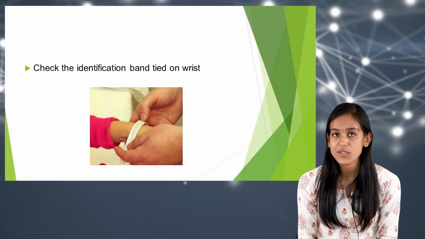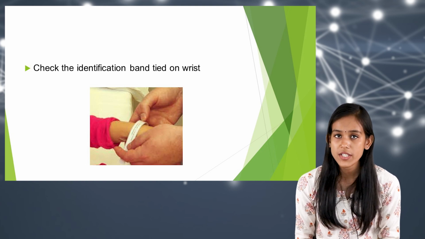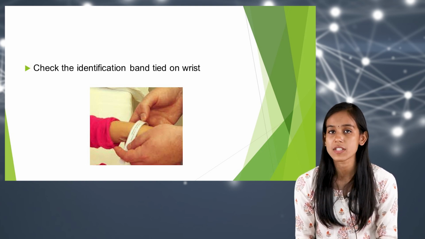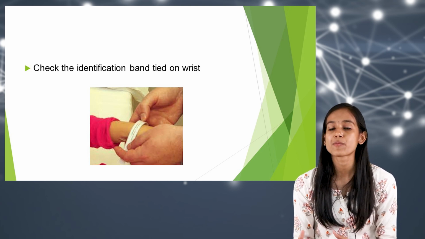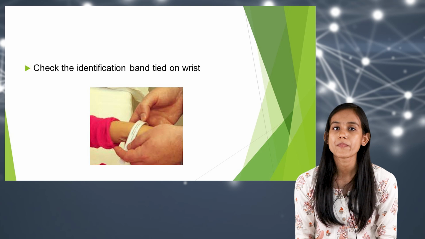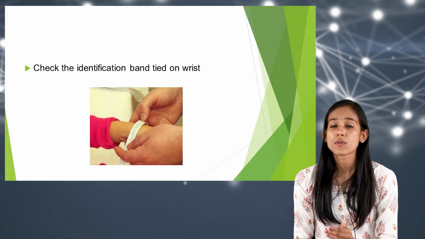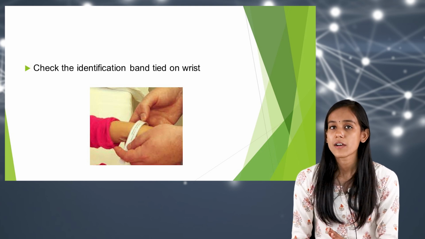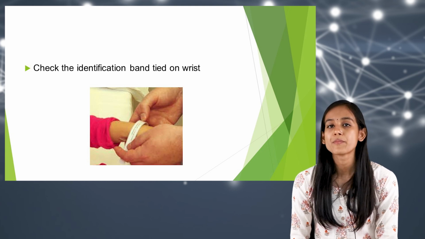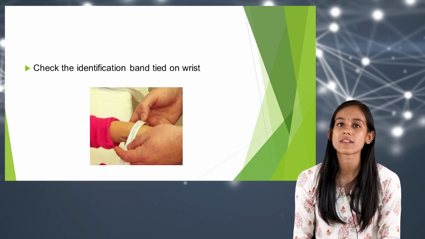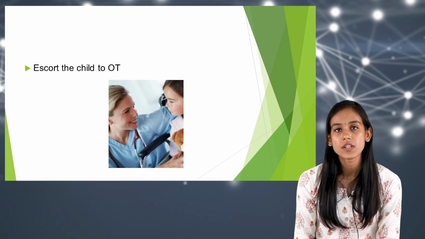And then before transferring the child to the OT, you should make sure that you check the identification band which is tied on the wrist, and it should match with the patient's profile. So this is to confirm that you have the right patient. You should not forget this: before you transfer the child to the operative room, you need to check their identification band, and then you can escort the child to OT.